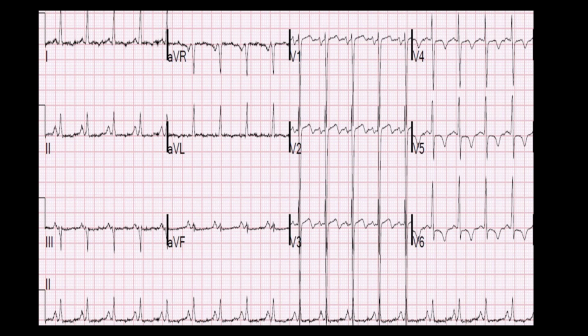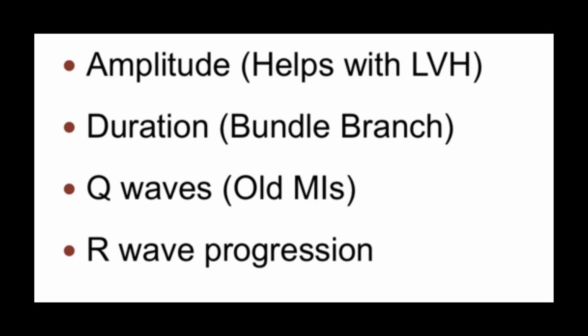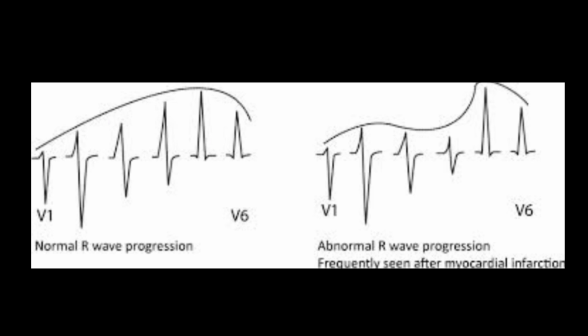Now moving on to the QRS complex. Some of the things that we want to evaluate here in the QRS are amplitude, and this can help us identify left ventricular hypertrophy, or LVH. We can evaluate the duration, which will help us with bundle branch blocks. We can look at the Q waves and help us identify any old MIs, which is a good reason for evaluating previous EKGs when comparing to your EKG that's sitting in front of you. And we can evaluate the R wave progression.